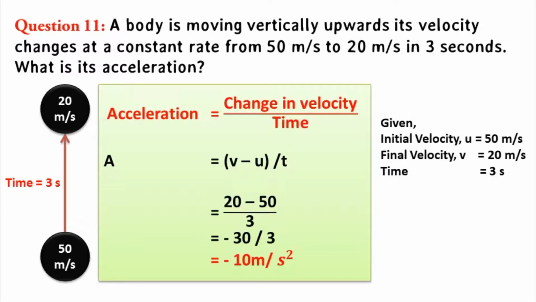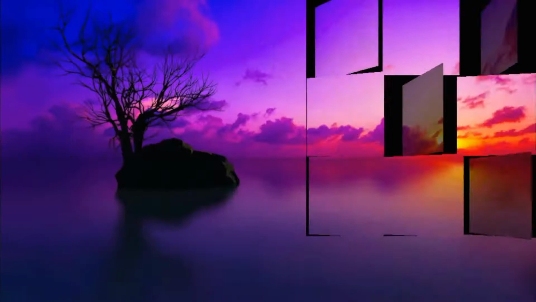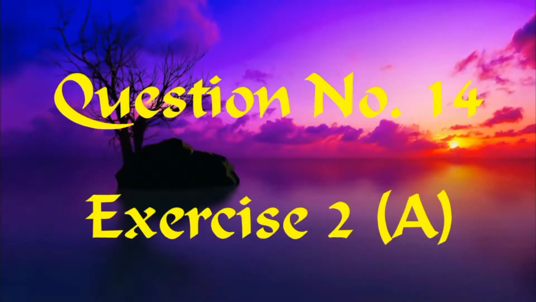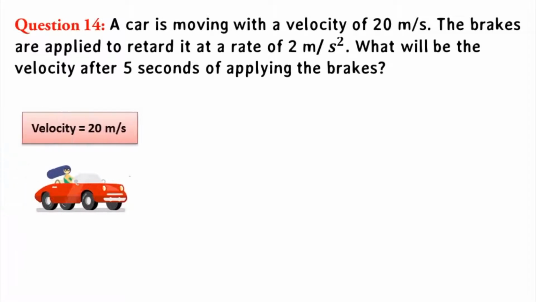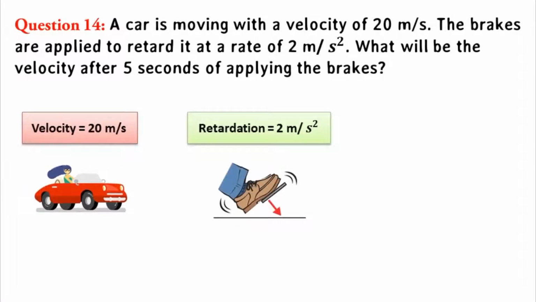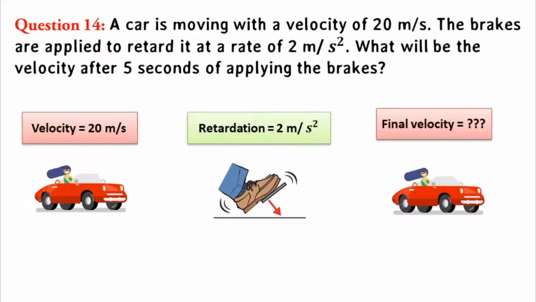Now let us do question number 14 of exercise 2A. Question number 14. A car is moving with a velocity of 20 meter per second. The brakes are applied to retard it at a rate of 2 meter per second square. What will be the velocity after 5 seconds of applying the brakes?